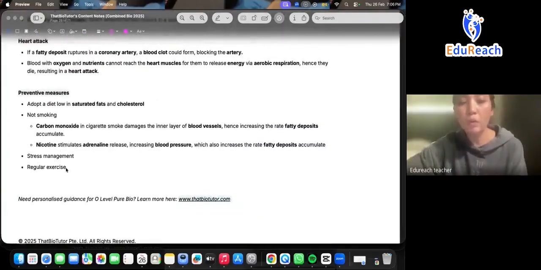Yeah, so the opposite of having regular exercise is leading a very sedentary lifestyle.